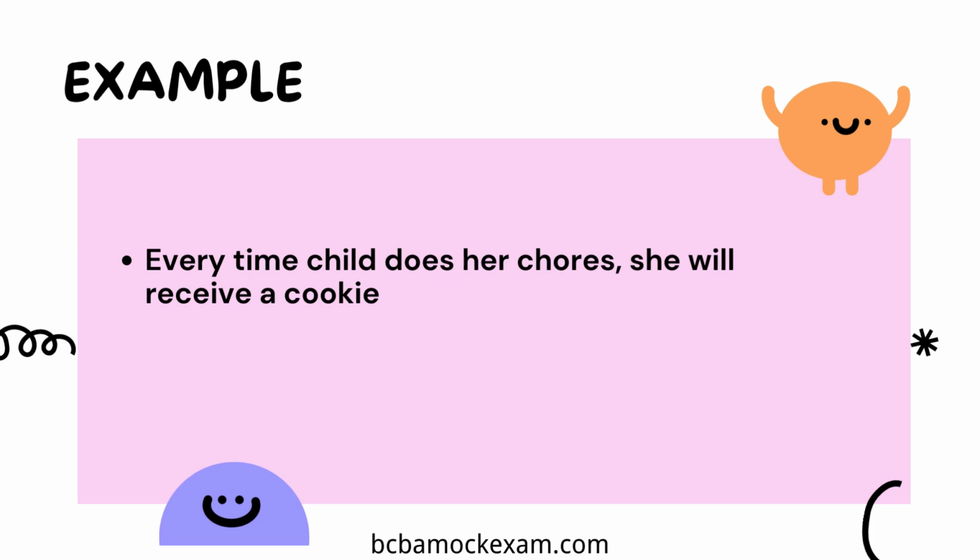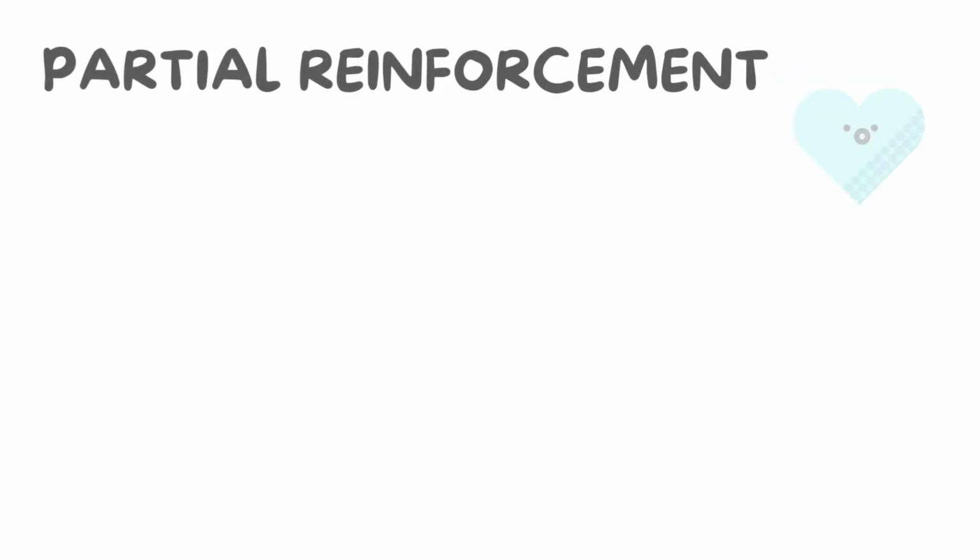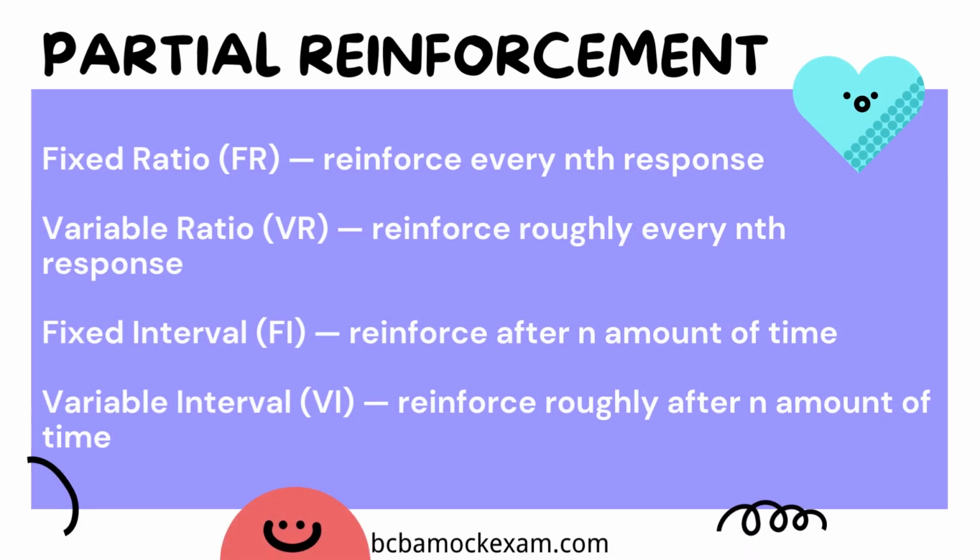Continuous reinforcement is often used to establish and strengthen behaviors because it provides a clear and direct association between the behavior and its reinforcement. Partial reinforcement schedules determine the timing and frequency of reinforcement for a behavior. There are four main types: fixed ratio FR, variable ratio VR, fixed interval FI, and variable interval VI.